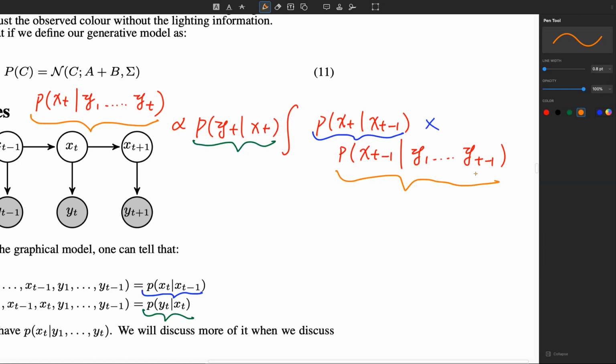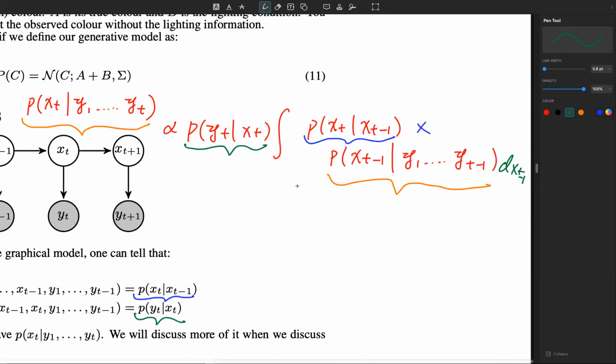Just out of curiosity, if this is a Gaussian, and this is a Gaussian, and you have an integral over dx_{t-1}, what do you have? That's also Gaussian. And if this is Gaussian, obviously this is Gaussian, we designed it to be Gaussian, and that's also Gaussian. Which means that if you design all your emission probability and your transition probability to be Gaussian, everything stays Gaussian. And by the way, that's the Kalman filter.